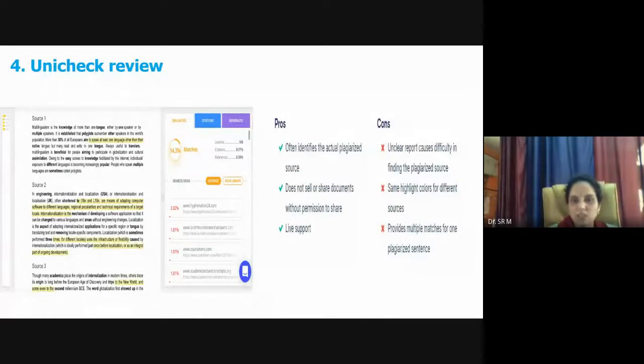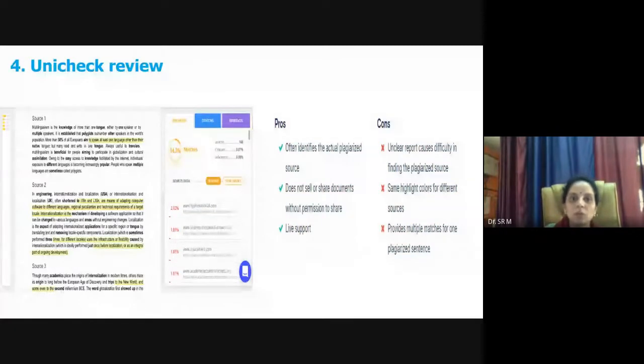It also tries to identify the actual plagiarized source, but not completely if the text is edited, right? The accuracy varies. They are also not selling any documents we have uploaded, and without our permission they do not share. They'll try to provide live support. There's a help center, tutorial guide, everything. So my documents, your documents, they are stored securely.